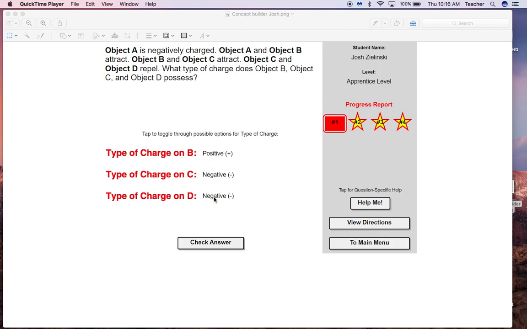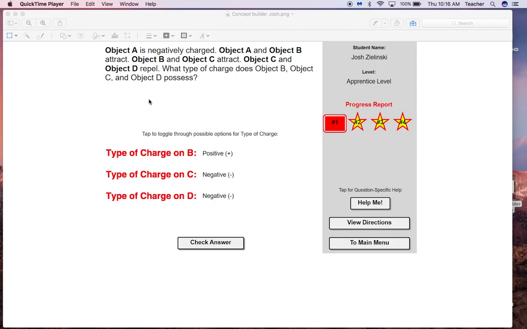So the idea is that you're trying to pick what kind of charge is on B, C, and D. So the key thing is if you have objects that are negatively charged, they are repelled from each other. They always have to have the same charge, negative and negative, or positive and positive. If you have two objects that attract, they could either be the opposite charges, positive and negative, or one could be charged and the other could be neutral, which would be attracted due to polarization, which is something I've mentioned in my other videos.